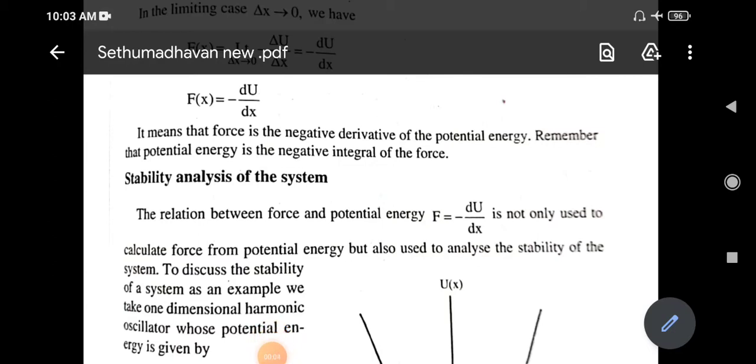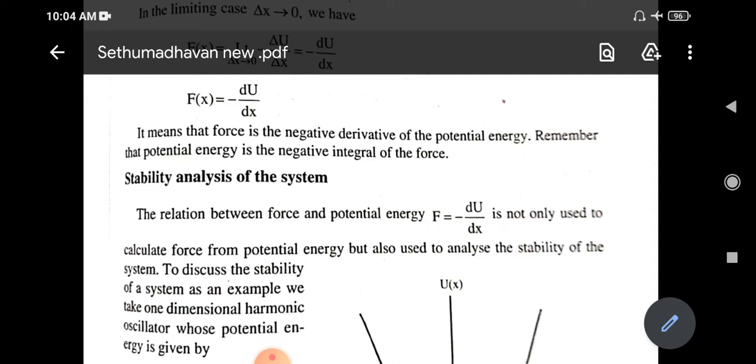Last class we discussed stability analysis of the system. Here we discussed stability, that is stable equilibrium, then unstable equilibrium, then neutral equilibrium. First of all we studied stability analysis, that is, what do you mean by stable equilibrium.